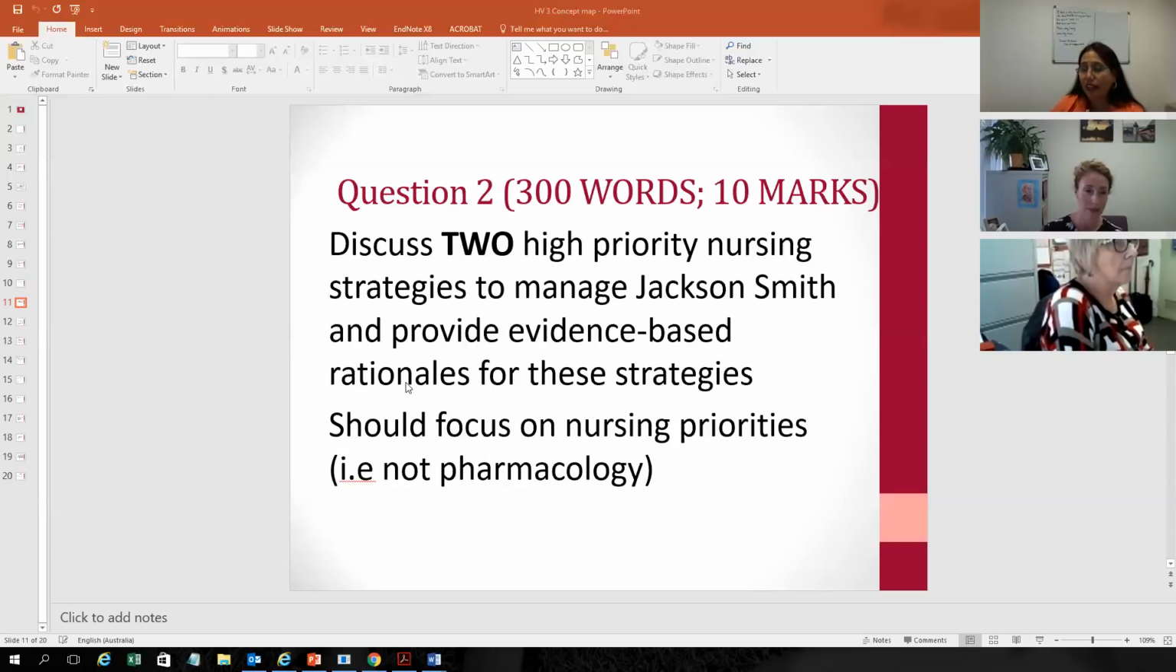Okay. And it says here, your unit coordinator actually asked me to put this note down the bottom. Should focus on nursing priorities, not on pharmacology. So I might hand over to Lauren now to explain a bit more about that.